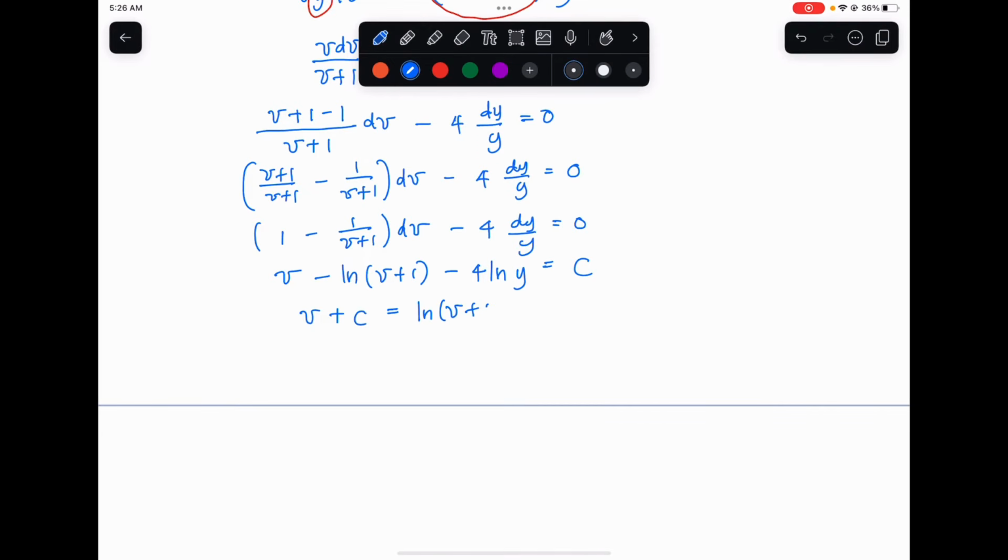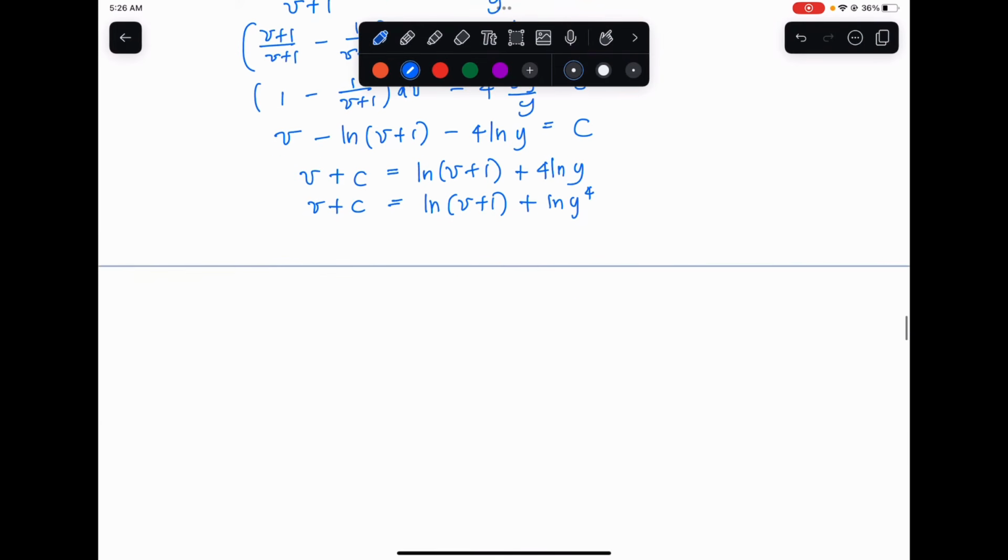And then that would make it ln v plus 1, and then plus 4 ln y. So combining the two, we can make this one as ln y raised to the fourth. So we combine the two, so v plus c is equal to ln of v plus 1 times y raised to 4.